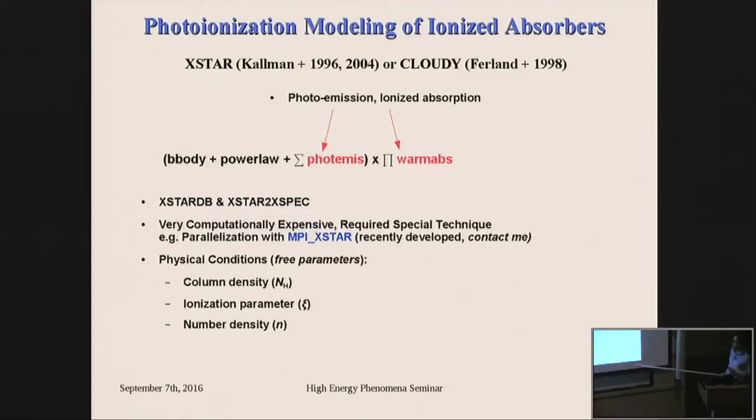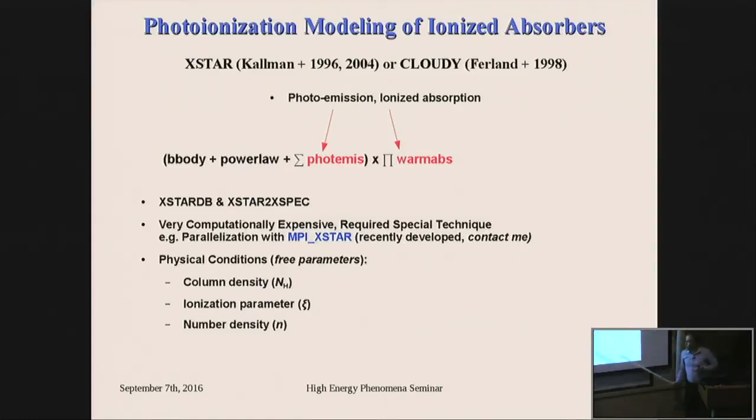There are two different methods for fitting warm absorber and photoionization: one of them uses XSTAR DB, and another one uses XSTAR2XSPEC or XSTAR2TABLE. These two methods are very computationally expensive and require a special technique. Recently, I worked on parallelization using MPI, because the previous tool was made with PVM, and recent supercomputers don't support PVM and mostly support MPI.